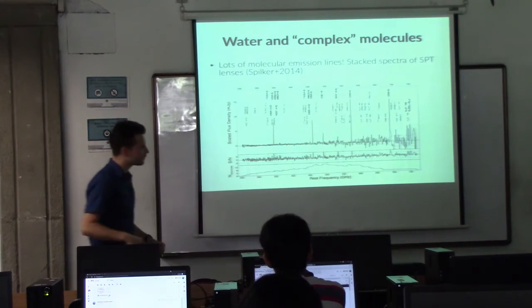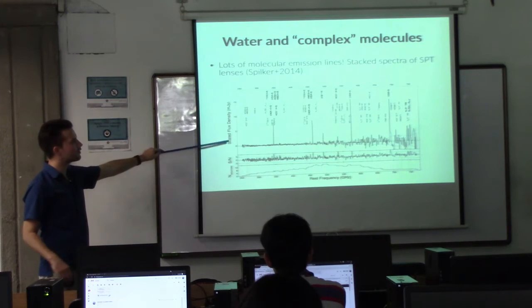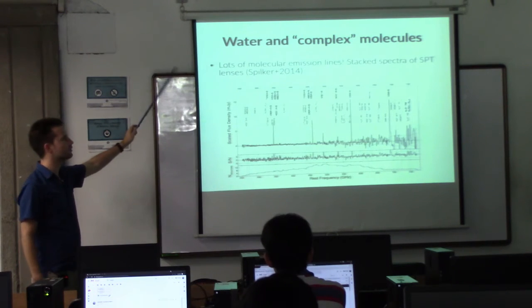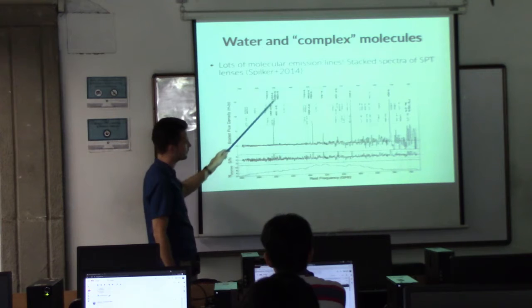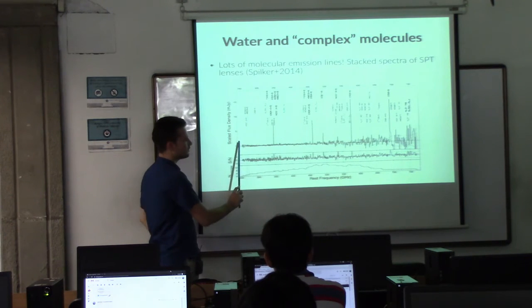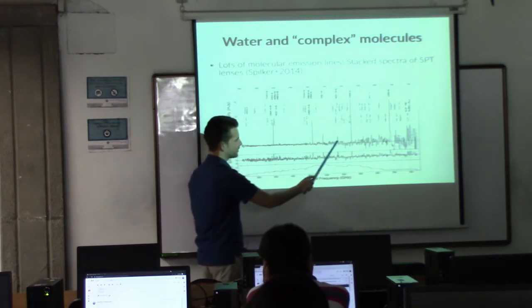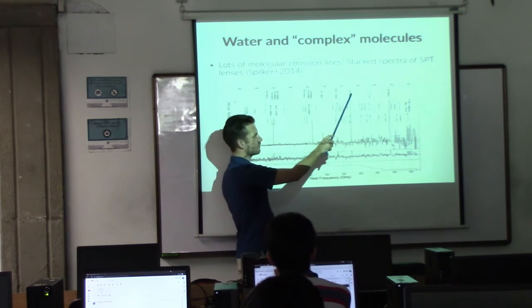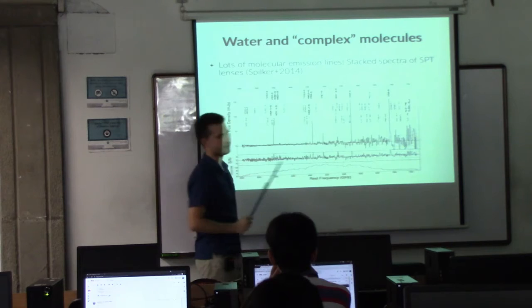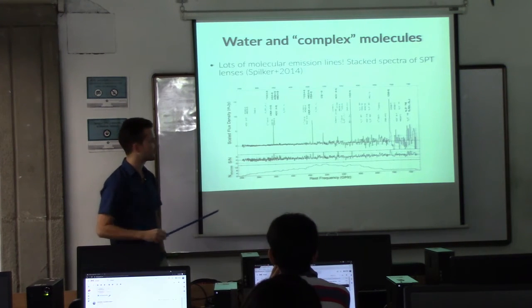And if you combine all the lenses together, this is done from very early ALMA data from strong lenses from the South Pole Telescope sample. If you stack the spectra, you see loads of spectral lines here. There are some super bright ones like the CO, which is what we could observe without lensing.